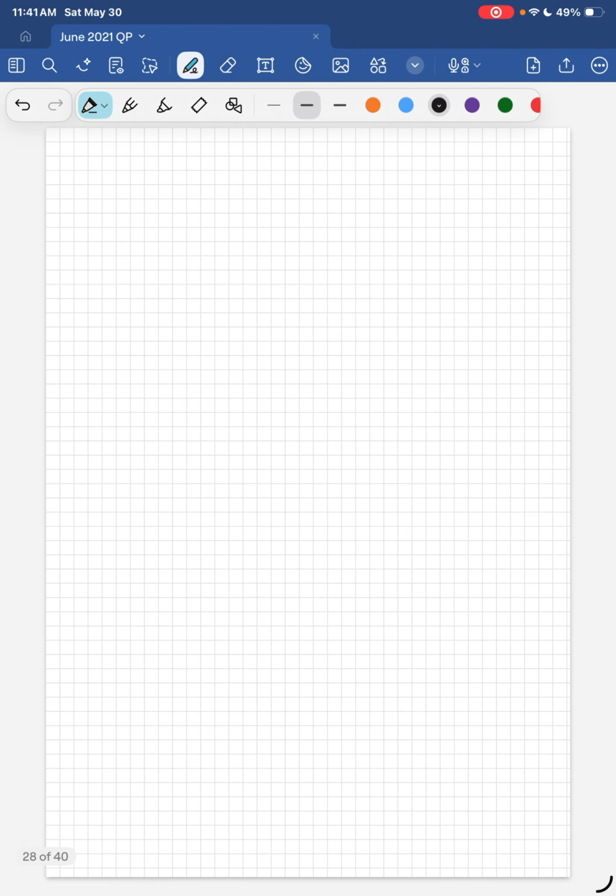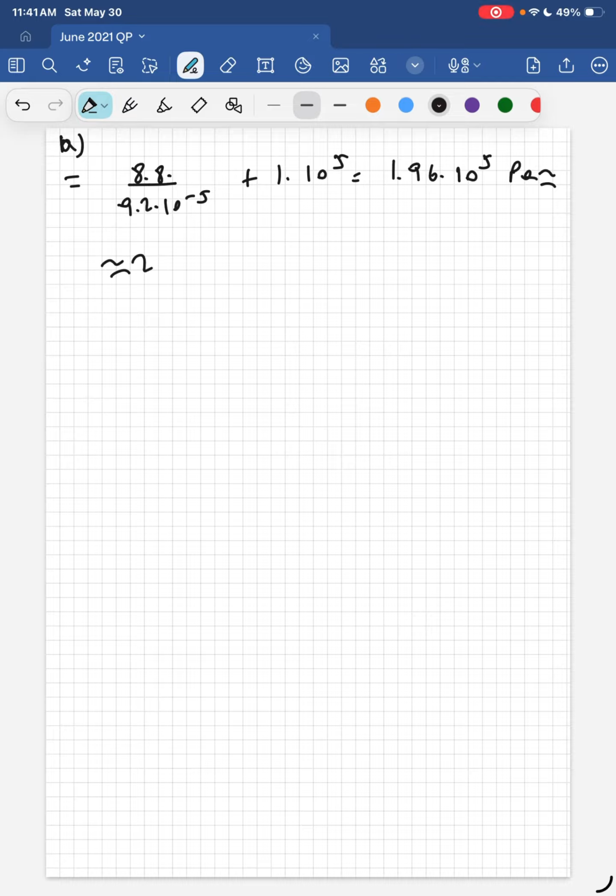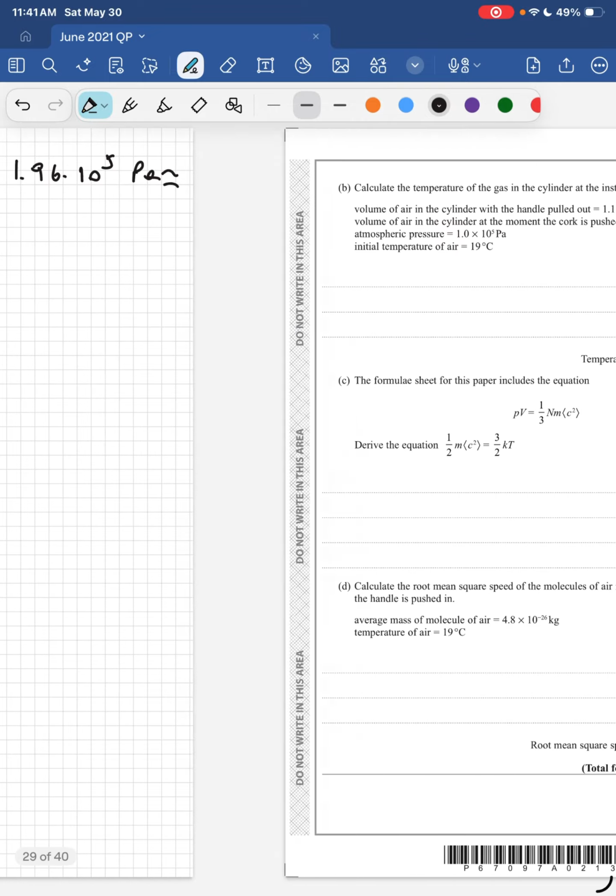I'm going to use a clean page. So this is part A. Okay, so 8.8 over 9.2 times 10 to the negative 5 plus 1 times 10 to the 5 yields 1.96 times 10 to the 5 pascals, which is indeed about 2 times 10 to the 5 pascals. Okay, so this was part A.